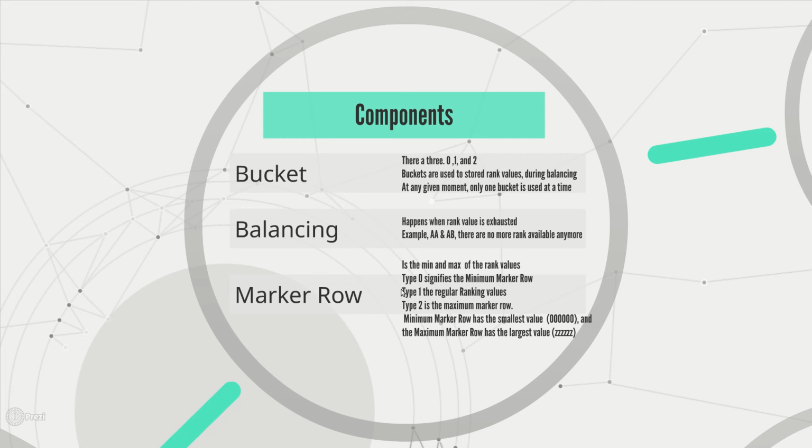So there are three types of macro. As I said just now, type 0 is the minimum macro in this bucket. For example, we have bucket 0, there will be a type 0 in this bucket 0. There will also be type 1 in this bucket 0. Type 1 is basically all the ranking values, and type 2 is the maximum macro. There will be only one type 0 and type 2, and a large number of type 1, basically all your ranking values. We will go through this a bit later as well to help you understand it more.